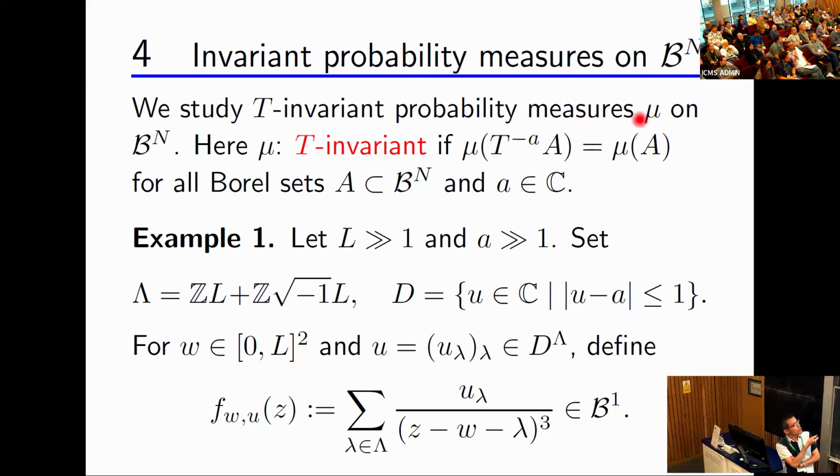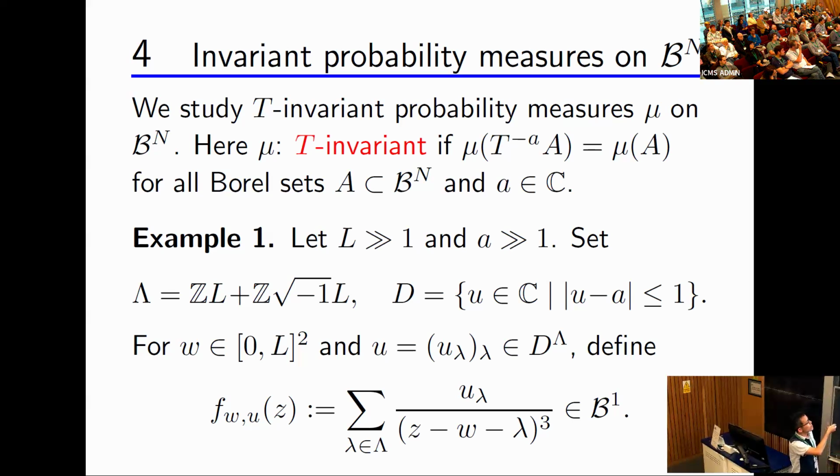Let mu be a Borel probability measure on Bn, and we say that mu is T invariant if we satisfy this equation for any Borel set A in Bn and any complex number a. It's just a translation invariant distribution on the space of Brody curves. Maybe it is not so common to study invariant probability measures in the context of curve theory, so let's look at some examples.